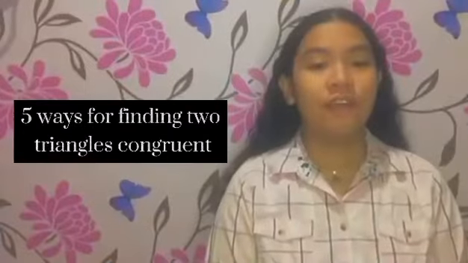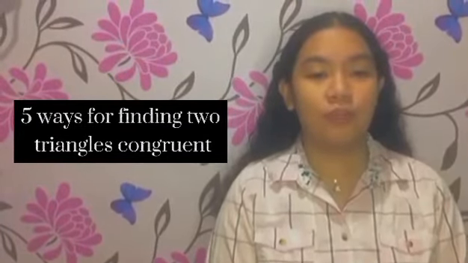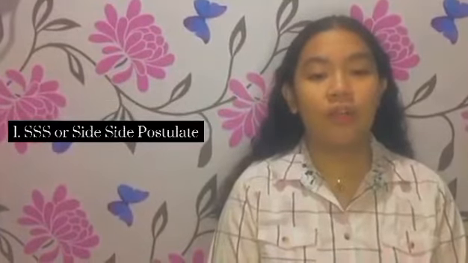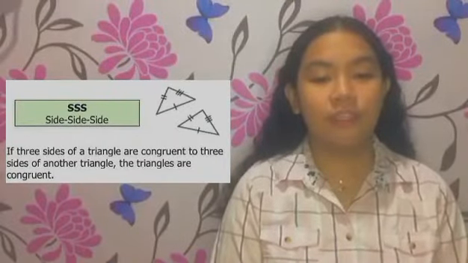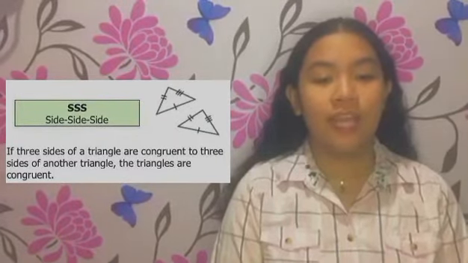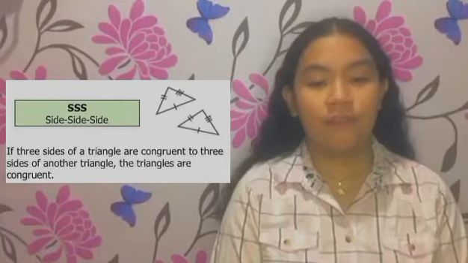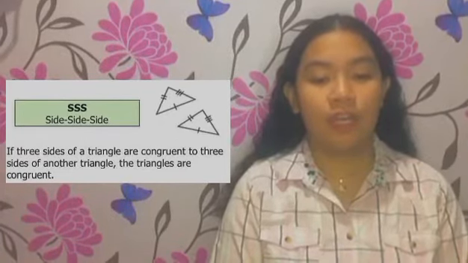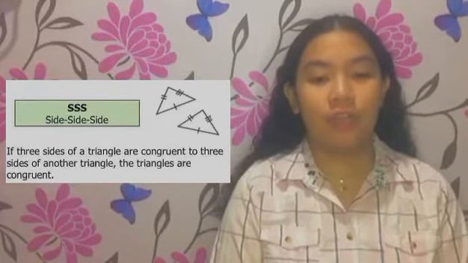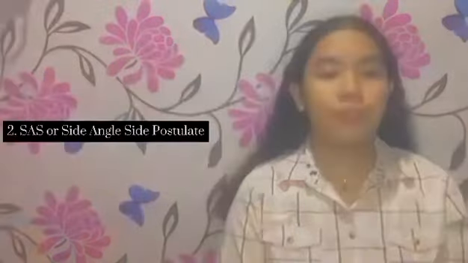Moving on, there are 5 ways available for finding two triangles congruent. Number 1. SSS or side-side-side postulate. A postulate is a statement taken to be true without proof. The SSS postulate tells us if three sides of one triangle are congruent to three sides of another triangle, then the two triangles are congruent.